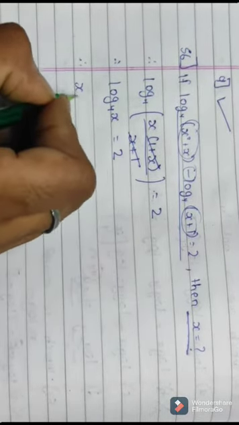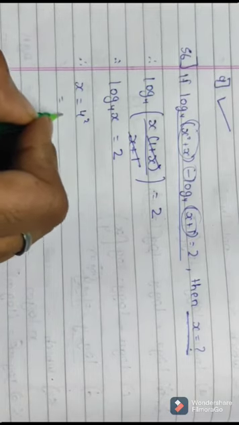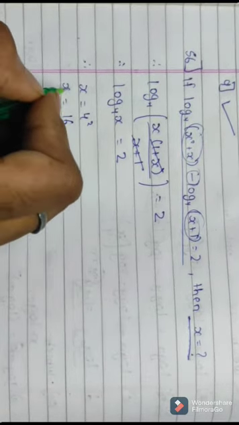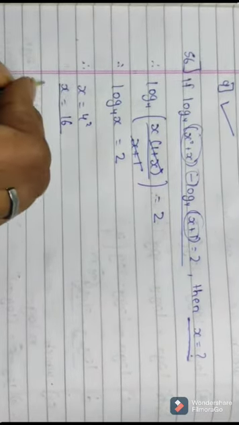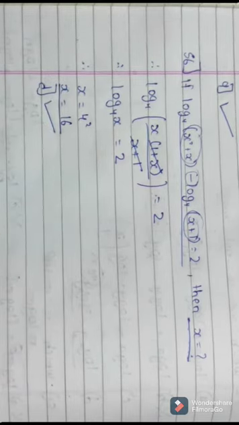Therefore x will be equal to 4 raised to 2, which is equal to 16. So the value of x we get is 16. So option D is correct.